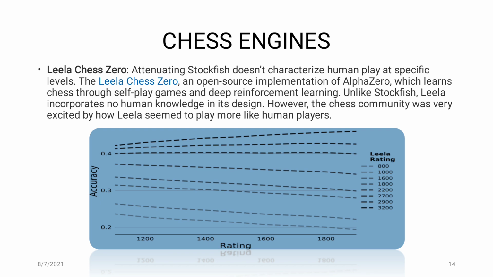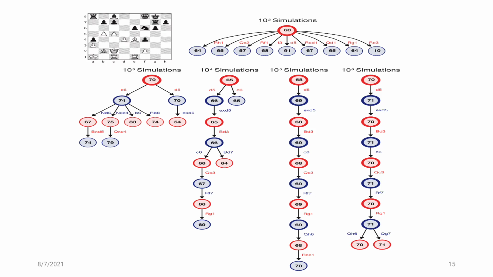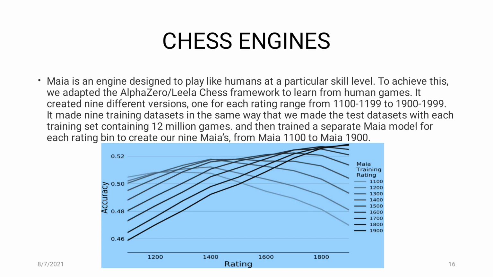We can see the graph of accuracy and rating, where fewer mistakes are made by the Leela Chess Zero engine, so it improves the accuracy of the game. We can see how Alpha Zero works. These simulations are organized in a tree-like structure, and it predicts what the next move is, what the opponent has been thinking, and what the next move should be by the engine.